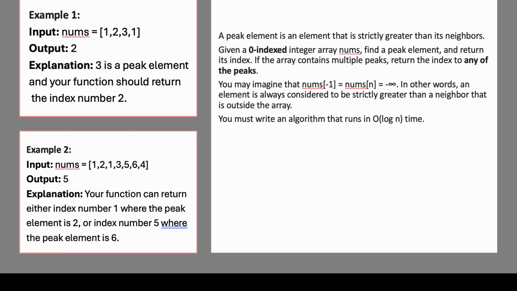The algorithm must run in big O of log n time, meaning we cannot afford a simple linear scan, but we will try it anyways. These two examples are just illustrating what the problem is. In our array, our output would be 2, and 3 is the peak, 2 meaning the index, because we got 0, 1, 2. This one is greater than the left neighbor and the right neighbor. Same thing here, the output is going to be 5: 0, 1, 2, 3, 4, 5. This is greater than its neighbor, and that's why we're going to return that.